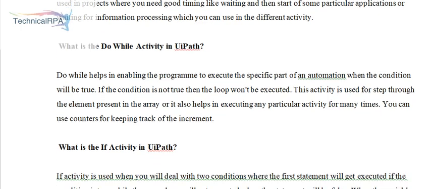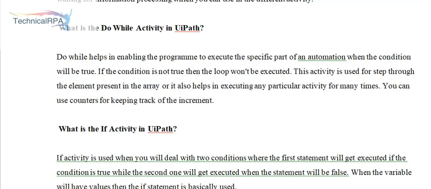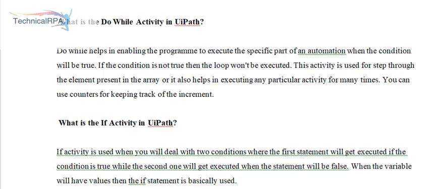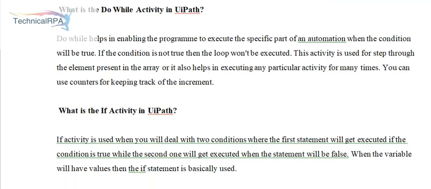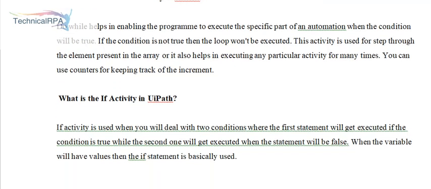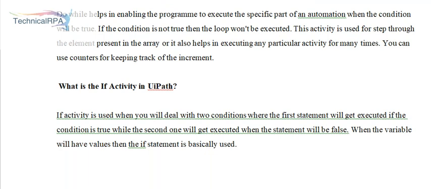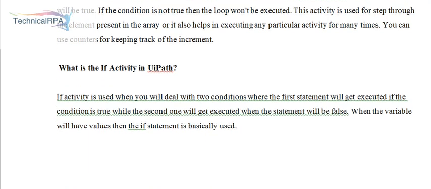What is the do while activity in UiPath? Do while helps in enabling the program to execute the specific part of an automation when the condition will be true. If the condition is not true, then the loop won't be executed. This activity is used for stepping through the elements present in the array, or it also helps in executing any particular activity many times. You can use counters for keeping track of the increment.